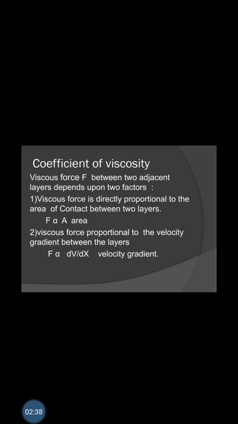Coefficient of viscosity. Viscous force between two adjacent layers depends upon two factors. First, viscous force is directly proportional to the area of contact between the two layers, that is F proportional to A, the area. Second, viscous force is proportional to the velocity gradient between the layers, F proportional to dV by dx, that is the velocity gradient, the change in velocity with respect to distance dx.